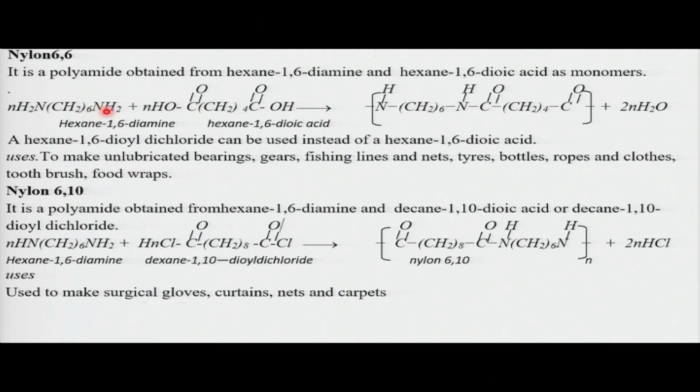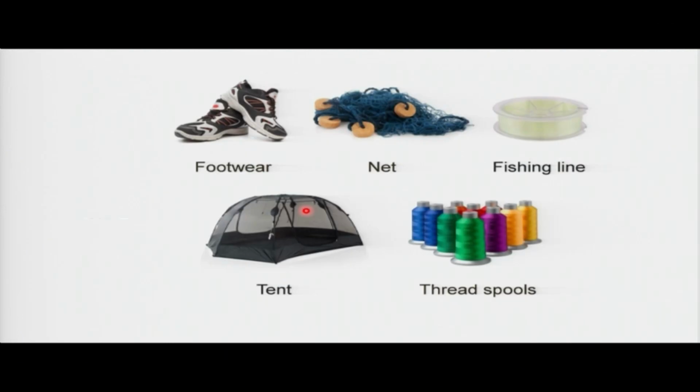As we said last time, these polymers come from monomers. This one is coming from a diamine, and also a dioic acid, to get nylon 6,6. So today we just want to talk about the uses of nylon 6,6, nylon 6,10 and maybe nylon 6. It can be used to make bearings, gears, fishing lines, nets, tires, bottles, ropes, clothes. As we said last time, the uses of nylon 6,6 are similar to the ones of nylon 6,10. So we can look at some of the illustrations here.